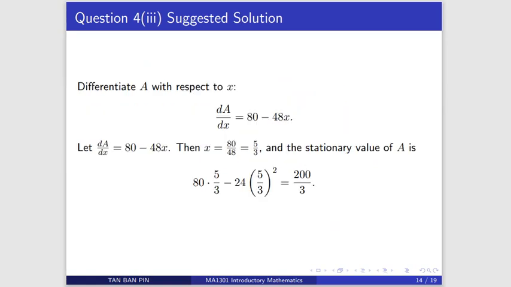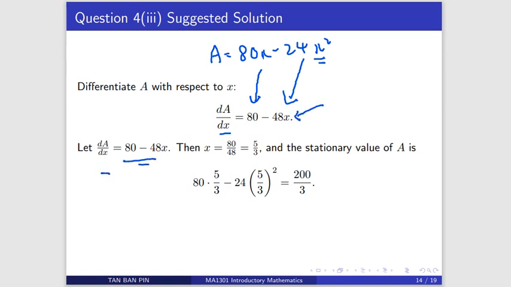After that, in part 3, you just do differentiation. So the area is 80x minus 24x squared, right? So we find dA/dx. Differentiating 80x gives you 80. Differentiating x squared gives you 2x, so it gives you 48x. And then you set dA/dx to 0 and solve for x. It will be 5/3.